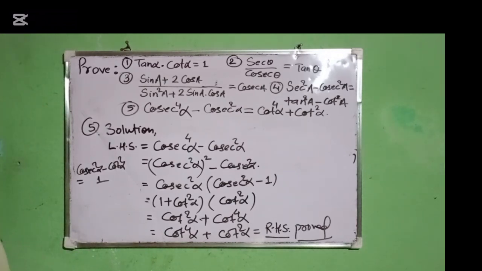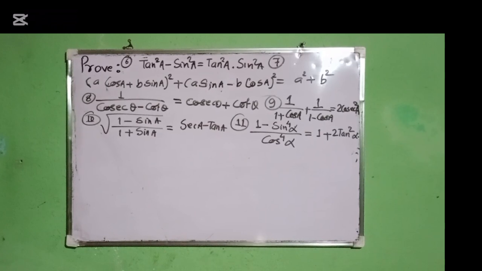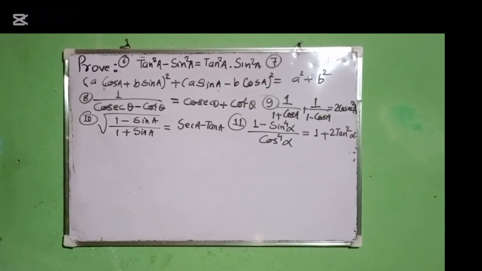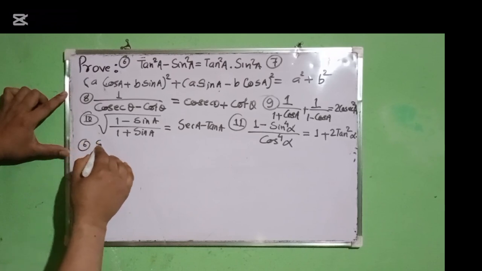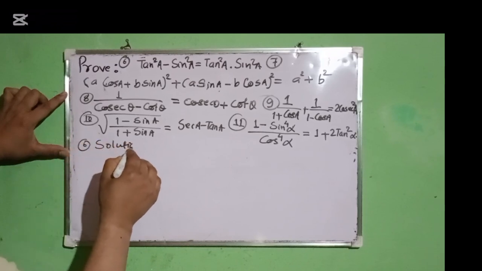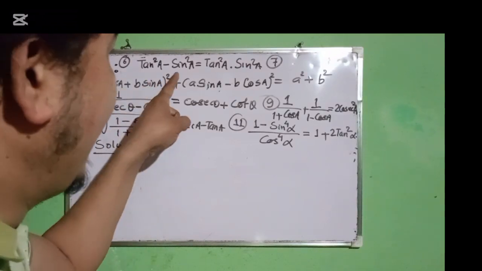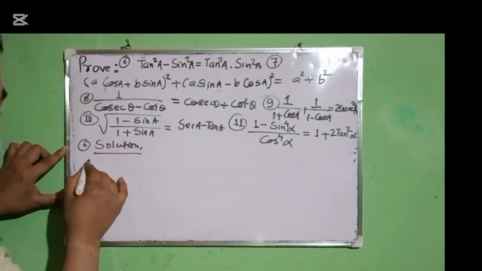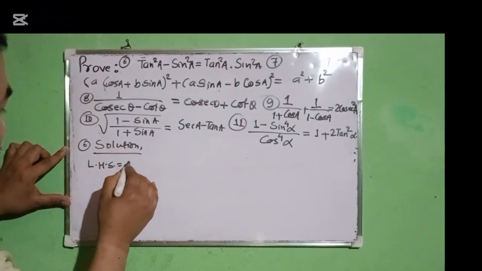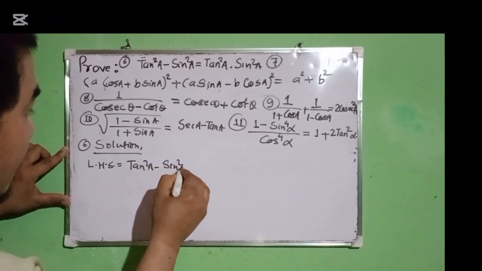Similarly, now question number 6, look at it. 6 number solution right here, okay? And here is given, look, tan square minus sin square, okay? Here is given left hand side right here, tan square a minus sin square a.